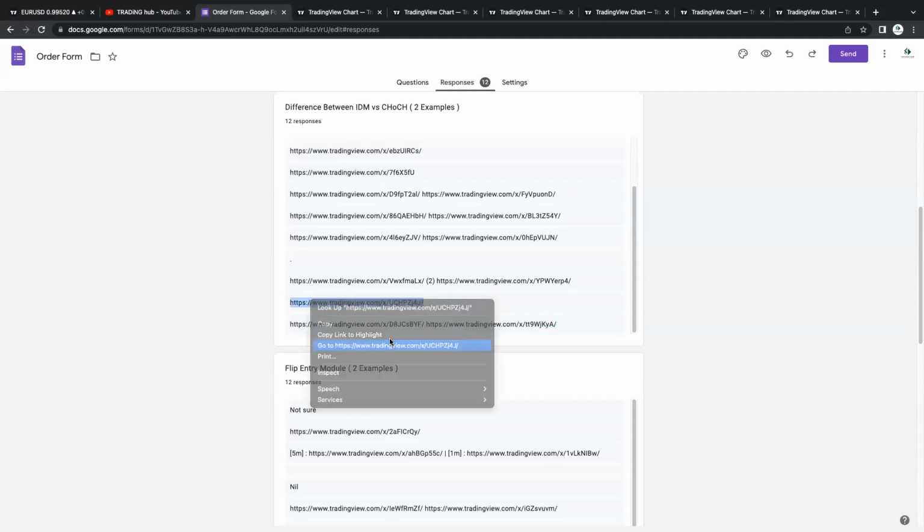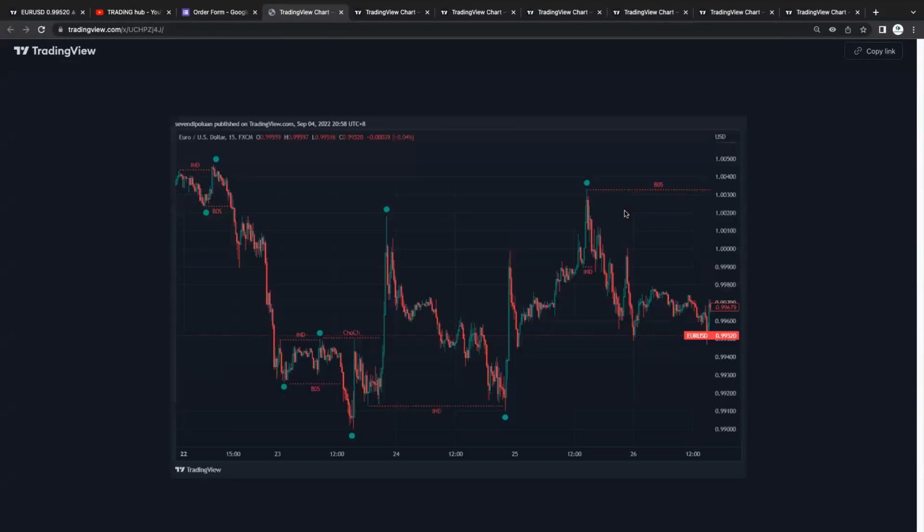The last one is here. In this case, the inducement is taken out, perfect. Break of structure, inducement, okay. Inducement, perfect. CHoCH, okay, perfect. Looks very interesting.